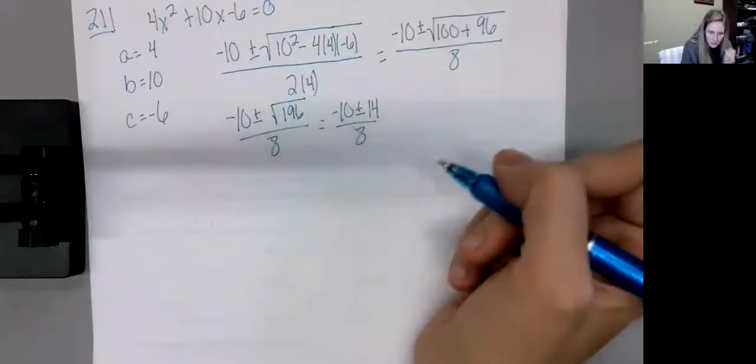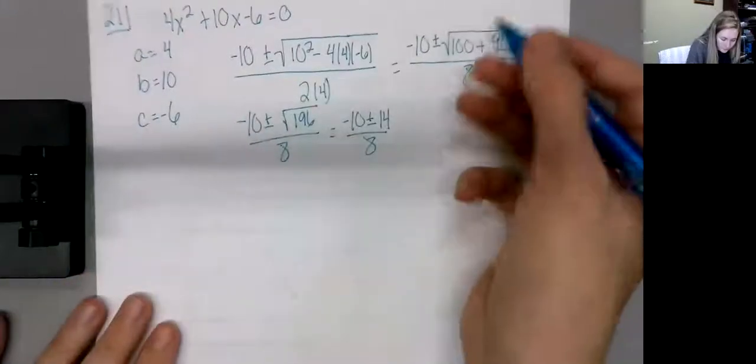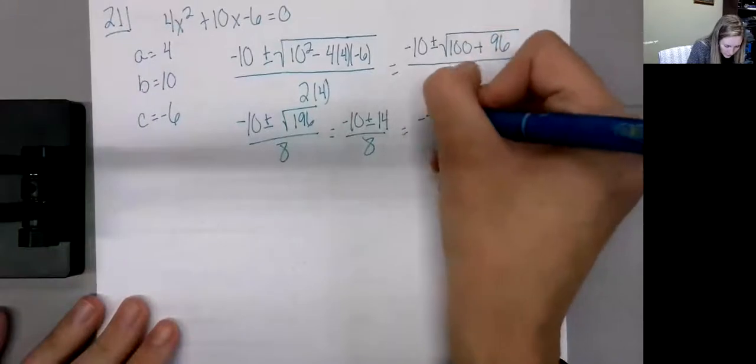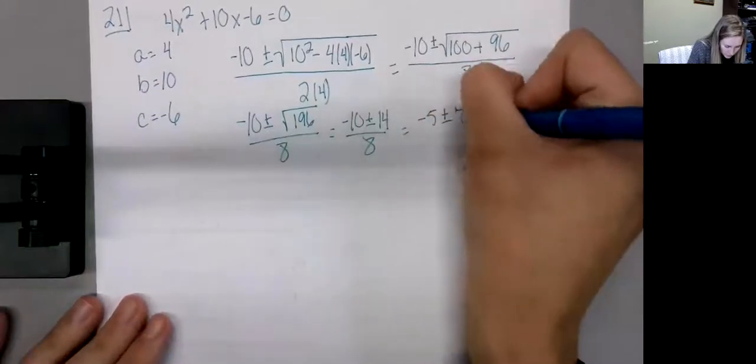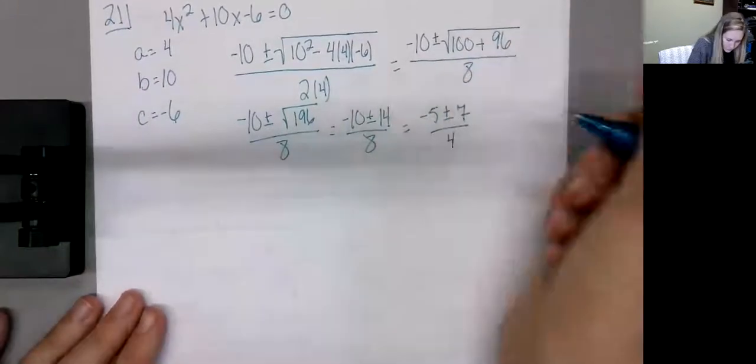So -10 plus or minus the square root of 196 all over 8. The square root of 196 is 14. Then we can reduce this because 2 goes into both of these. We could have factored our 2 out up here as well. So we're going to have -5 over 4. And then we'll set these both up.